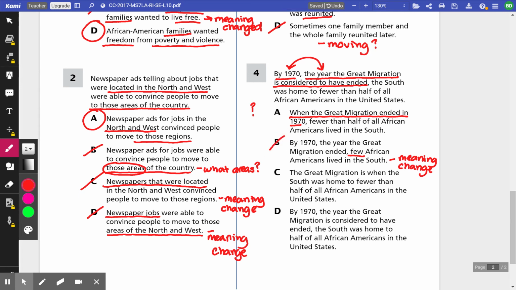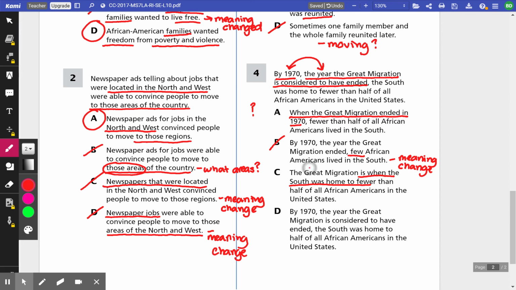So let's look at C. The Great Migration is when the South was home to fewer than half of all African Americans in the United States. Well, the idea of this sentence is not the same as our original. It says the Great Migration is when the South was home to fewer than half of all African Americans. Well, that's not really true, right? The Great Migration is when people moved. It's not when the South was home to fewer than half of all African Americans.